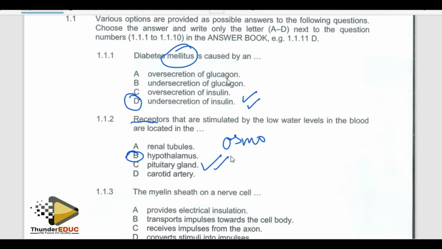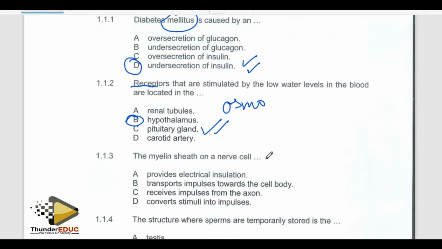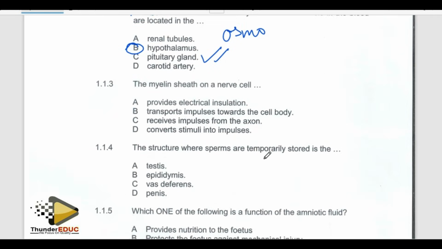Don't forget that it is the hypothalamus which produces ADH. So these receptors are found in the hypothalamus. 2 marks there. They're saying that the myelin sheath on a neuron, or on the nerve cell, what's its function?